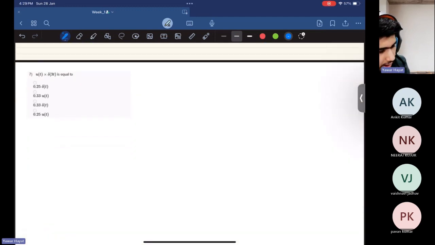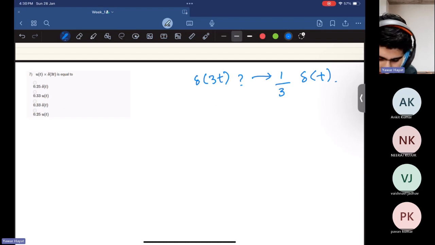Problem number 7. Give it an attempt. u of t times delta of 3t. A hint: what is delta of 3t? We saw one property. This is nothing but 1 over 3 delta of t, right? Option 2, sir. Option number 2, 0.33 u of t, correct answer.